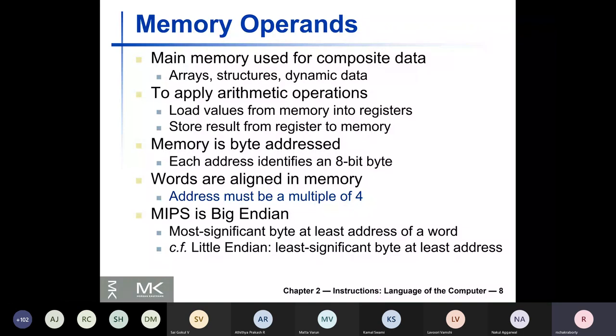MIPS follows a scheme which is called big endian. In this, the MSB of this 32-bit number will be at location 0. The next byte will be at location 1. The next byte will be at location 2. The next byte will be at location 3.